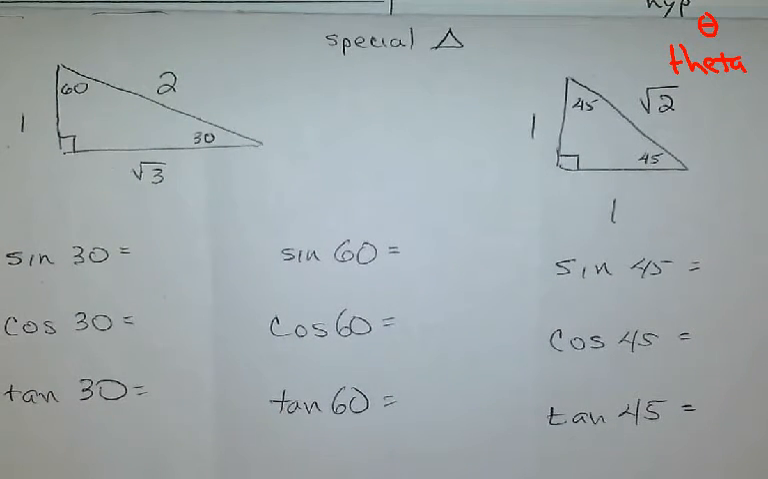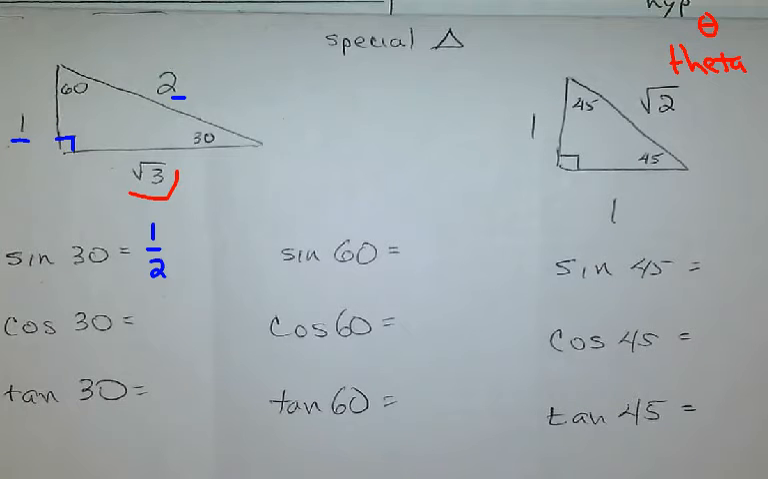30, 60, 90. Remember, that's the right angle right here. So the sine is opposite over hypotenuse. And so for a 30-degree angle, the sine is always 1/2. Can you believe that? Now, the sine of 30 is 1/2. What's the cosine? Well, it has to be the adjacent side. So the adjacent side is this one.